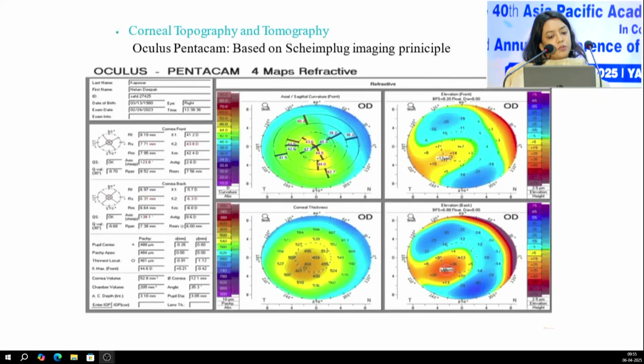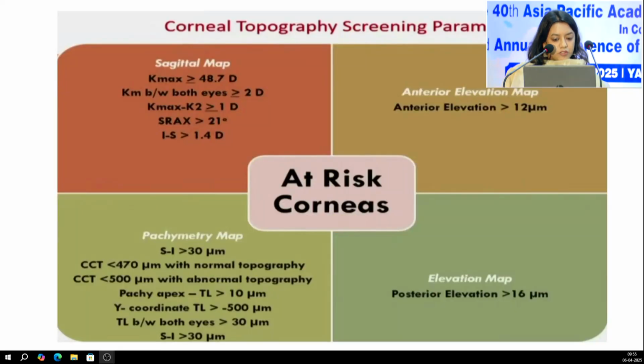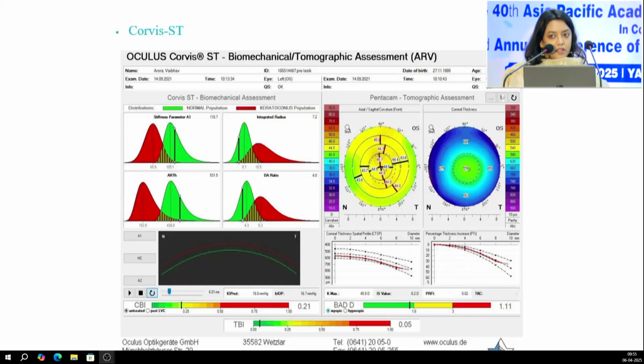Besides the corneal topography, corneal biomechanics is also very important. We'll come to that. If there are any at-risk corneas, we should always defer the surgery or plan the patient for a lens-based procedure. Corneal biomechanics is very important in the form of CBI, the Corvis Biomechanical Index, and TBI. These should lie in the green zone so that the corneal biomechanics is maintained even after corneal-based refractive surgery.